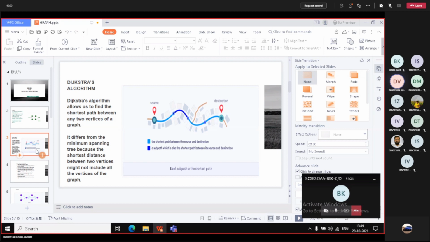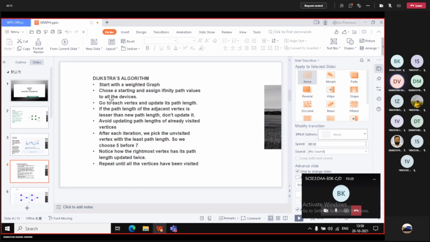So what is Dijkstra's algorithm? Dijkstra's algorithm allows us to find the shortest path between any two vertices of a graph. It differs from minimum spanning tree because the shortest distance between two vertices might not include all the vertices of the graph. So these are the steps of the algorithm.